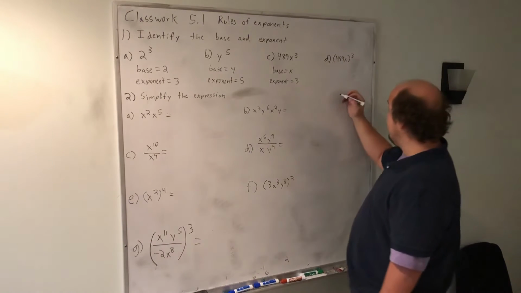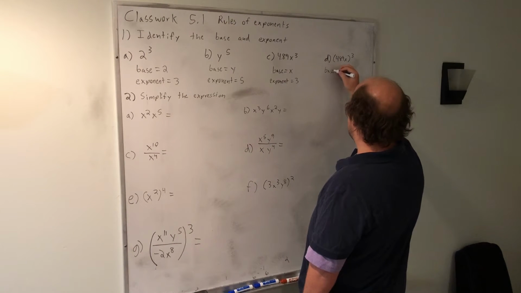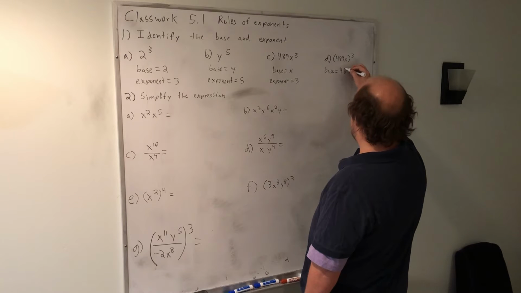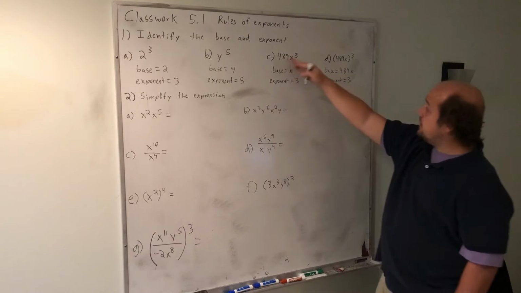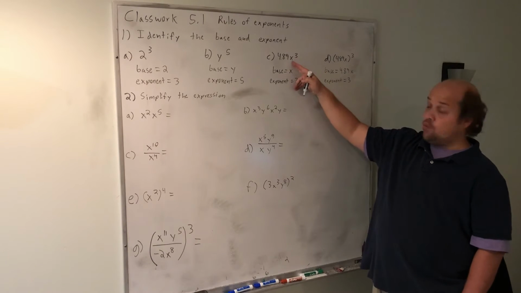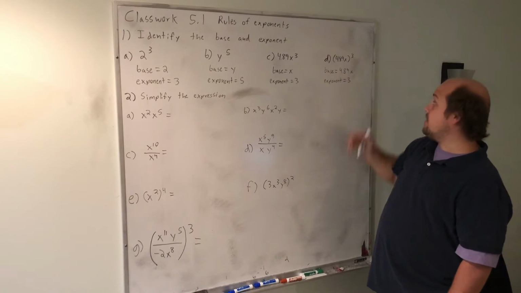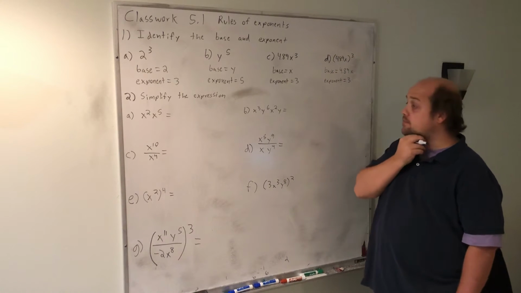Since it's all being taken to the third power, I can write it as base equals 4.89x and exponent equals 3. So there's a key distinction between this and this. Specifically, that exponent only applies to what it's right next to, unless it's around something that's all in parentheses.